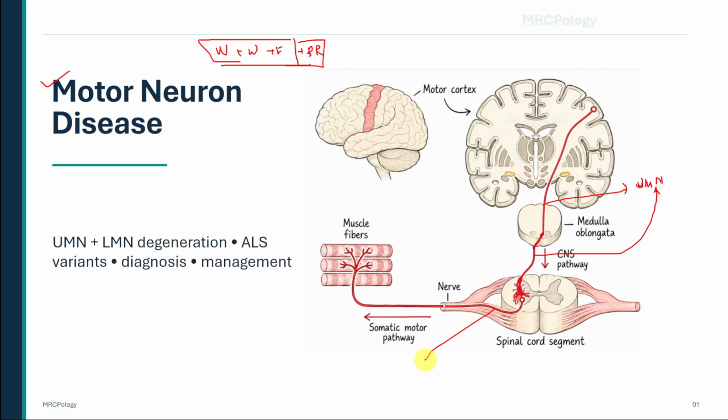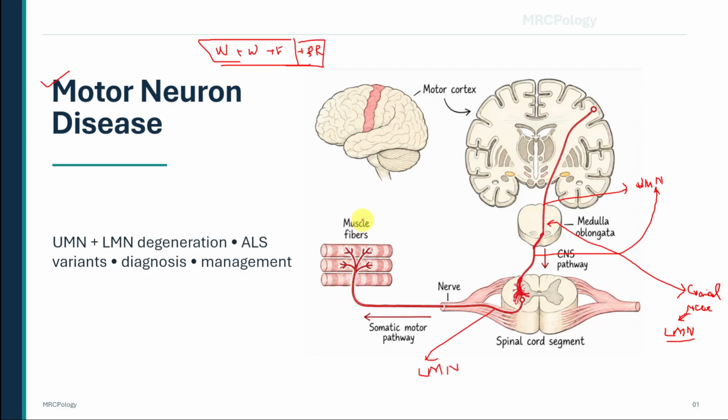For muscles supplied by cranial nerves, it synapses with lower motor neurons in the motor nuclei of the brainstem. The lower motor neuron then leaves the spinal cord, or brainstem, travels through a peripheral nerve, and reaches the neuromuscular junction. Acetylcholine is released, the muscle fiber depolarizes, and contraction occurs. So the pathway is simple: motor cortex, upper motor neuron, anterior horn cell or brainstem motor nucleus, lower motor neuron, peripheral nerve, neuromuscular junction, and finally the muscle.